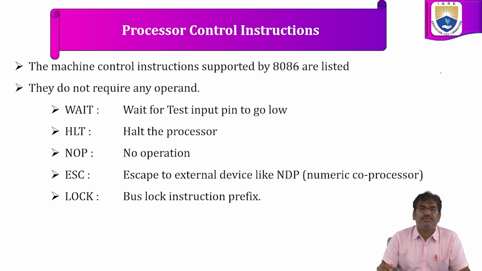Next, we have a few more machine control instructions. The machine control instructions supported by 8086 are listed below. They do not require any operand. All are zero operand instructions.